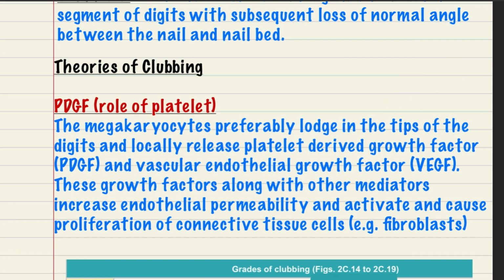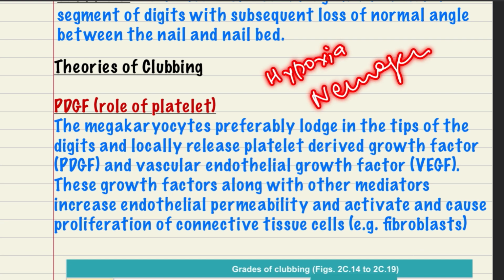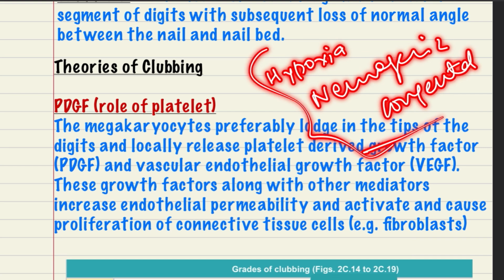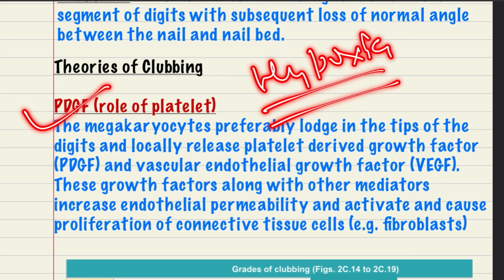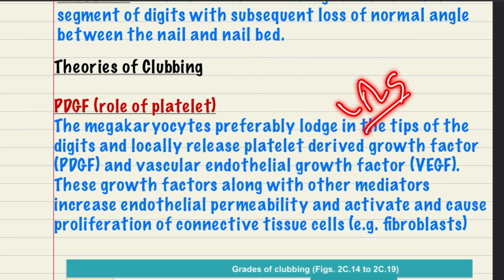But there are some other theories, like the hypoxia theory, the neurogenic theory, and also the congenital clubbing theory. So these are also theories, but PDGF and hypoxia theories are the important ones which you should remember for your viva exams. So that is important.